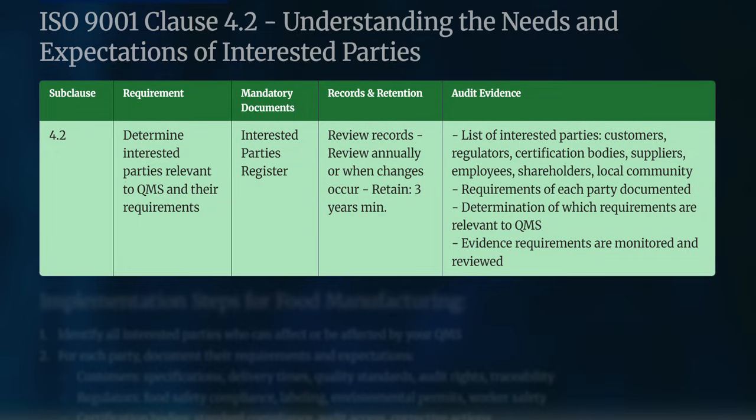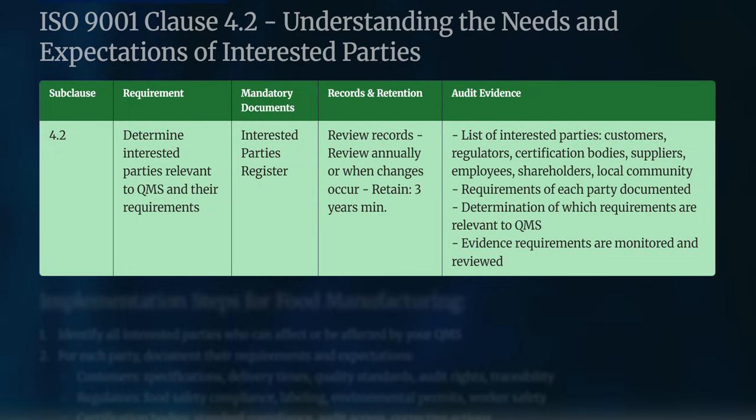Mandatory documents here: we need an interested parties register, and we need review records. Review this register annually or when changes occur, and retain it for 3 years at the minimum.